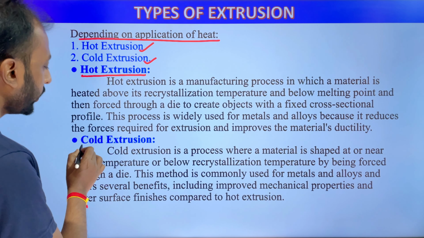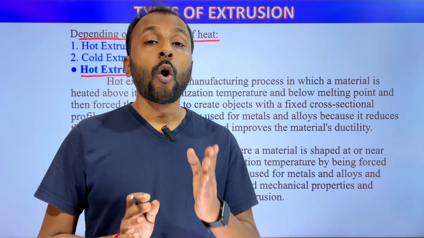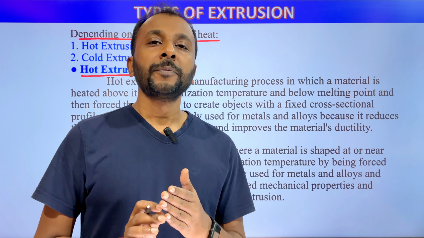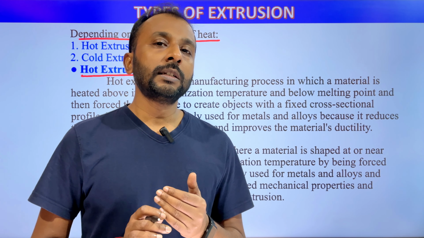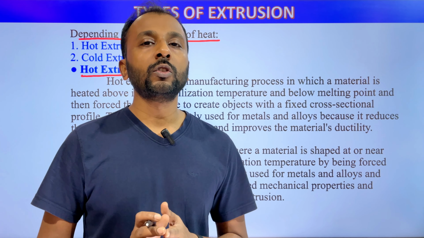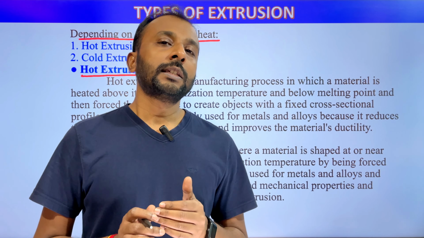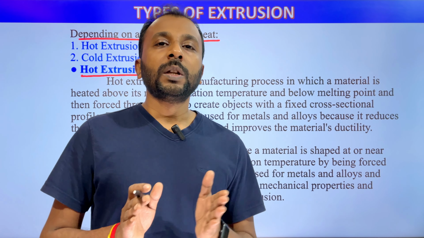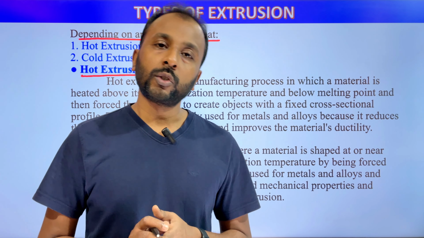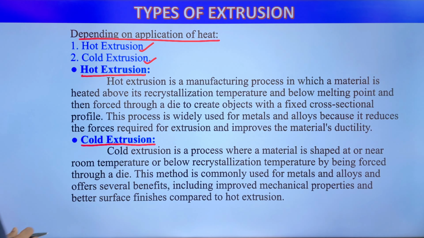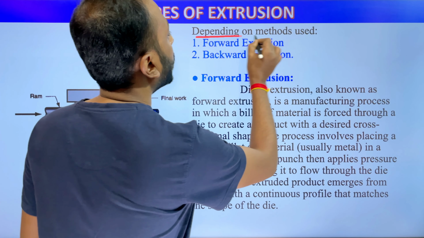And what is cold extrusion process? Cold extrusion process is done at room temperature or near room temperature, or if we want to heat the metal, then the temperature must be below recrystallization temperature of that material. So cold extrusion is like cold working of metals. After heating below recrystallization temperature or at room temperature, extrusion process is done. This extrusion process is called cold extrusion process. So in next slide, we will see the types depending on methods used.